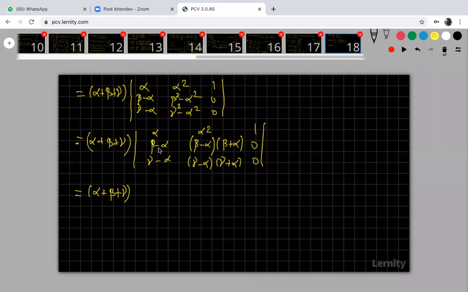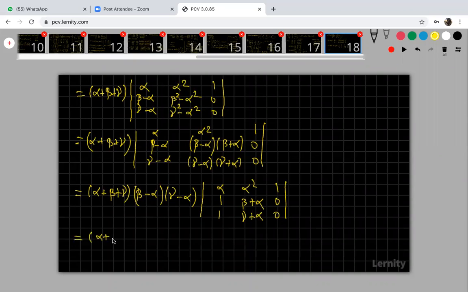And look at that, here also beta minus alpha is there, here also beta minus alpha. You can consider 0 into beta minus alpha, take beta minus alpha commonly. Here gamma minus alpha, here also consider gamma minus alpha into 0, and take gamma minus alpha commonly. Okay, and write the remaining: here alpha 1 1. Beta minus alpha already taken outside, gamma minus alpha taken outside. This is alpha square, beta minus alpha taken outside, this is beta plus alpha. Here gamma plus alpha, here 1 0 0. Okay, so therefore this is alpha plus beta plus gamma.